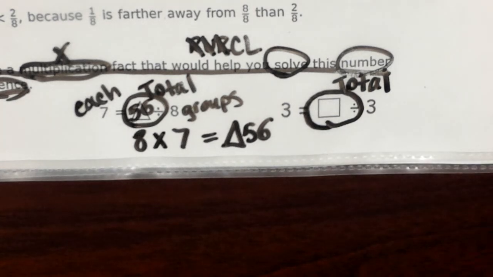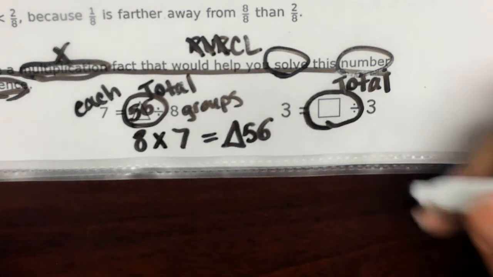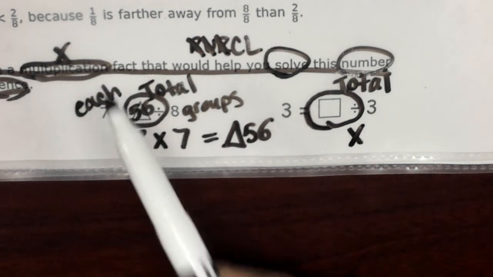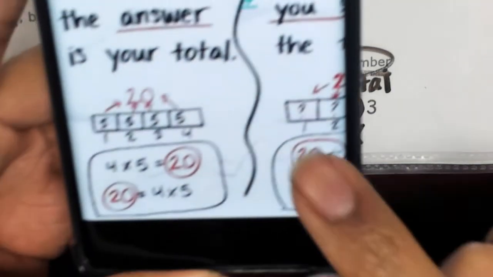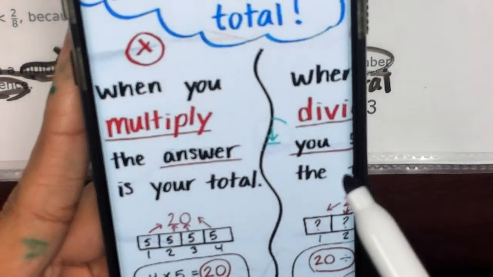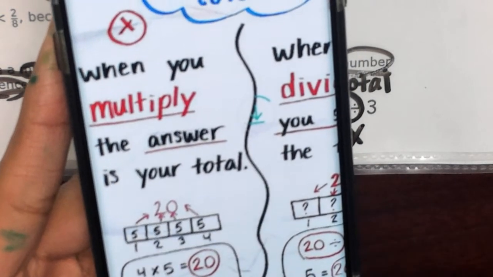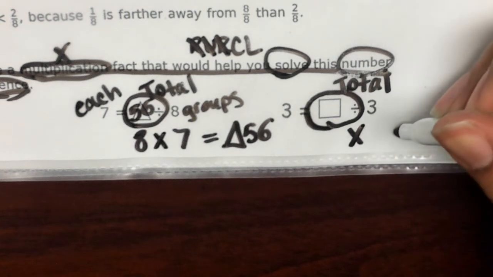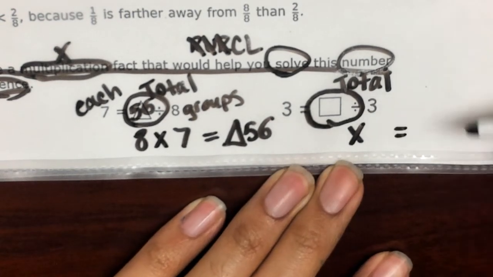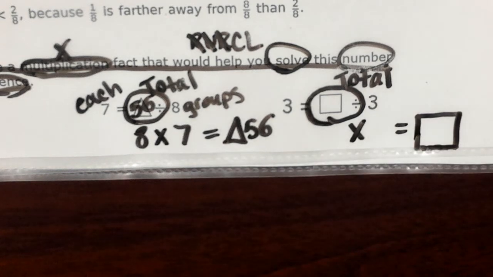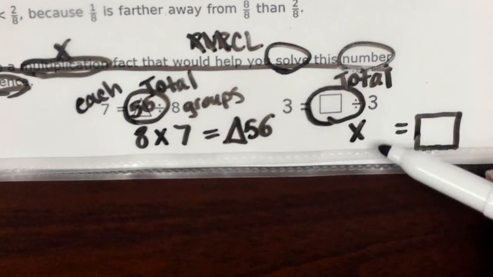really, that's the only thing we need to label, because if we're trying to turn this into a multiplication number sentence, like it's asking me to do, and I look over here at the multiplication side, it says when you multiply, the answer is your total. So when I'm multiplying, my answer is going to be that box. Whatever number needs to go in that box, our missing number. So that just leaves this 3 and this 3.